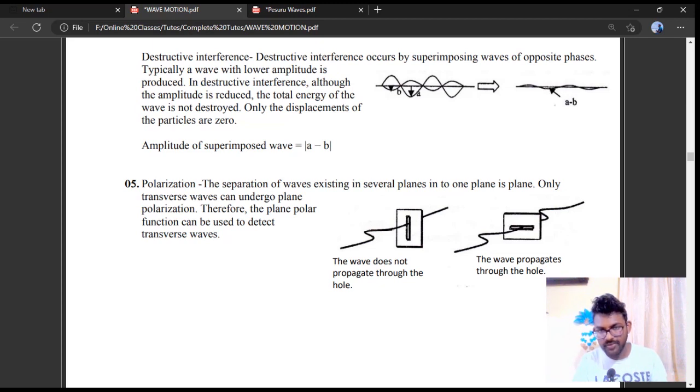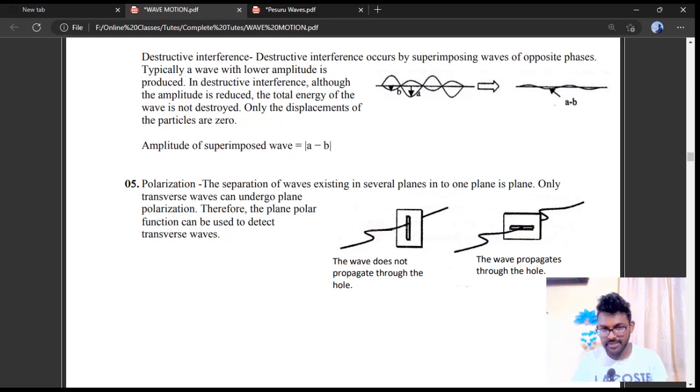No, right? The wave pulse gets hit by this cardboard, and there won't be a wave propagating to the other side. You don't see a wave from this side, right? Which means I can filter out the waves that are coming in the vertical direction. Now, if the waves are coming in the vertical direction, they can pass through that rectangular hole. But if the wave is kind of like this, it won't pass through that rectangular hole, right? That is called the polarization.